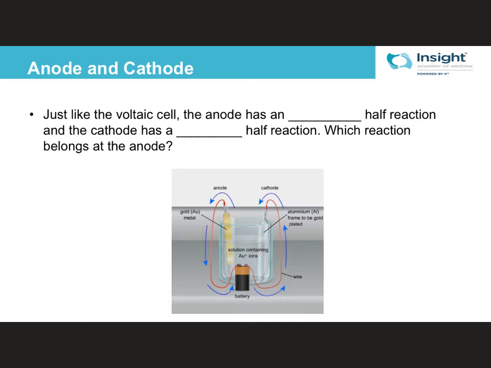Just like the voltaic cell, the anode has oxidation, and the cathode has reduction. That is the same. That's true for all electrochemical cells. Anode is always where oxidation occurs. The cathode is always where reduction occurs, okay?